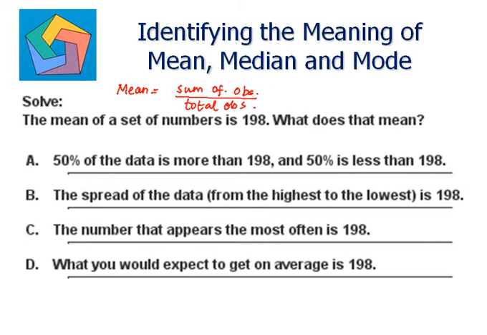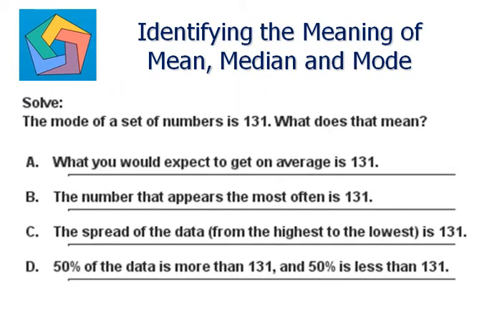The spread of the data from the highest to the lowest is 198. We also cannot comment on the spread of the data from the highest to the lowest by the sum and the total number of observations. The number that appears the most often is 198. This is the mode actually, not the mean. What would you expect to get on average is 198. Now, average is the word which is related to the mean. Mean is actually also known as the average. So we can say D option is our answer. What do you expect to get on average is 198.